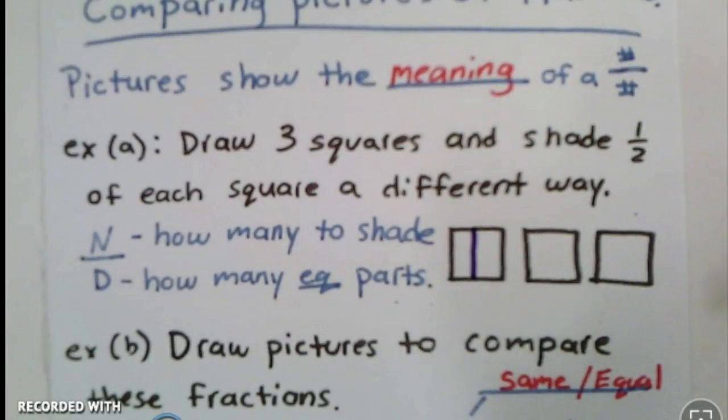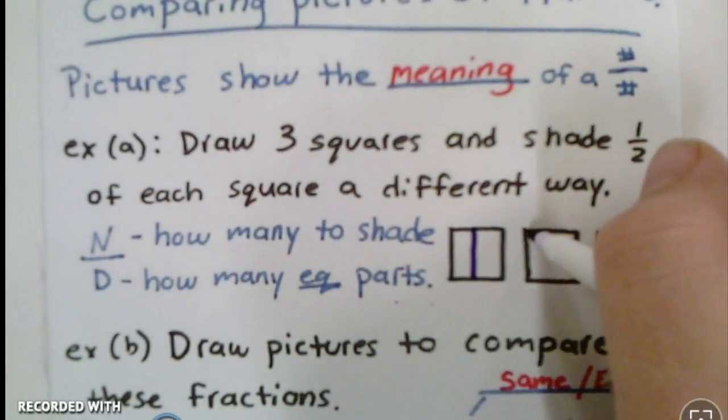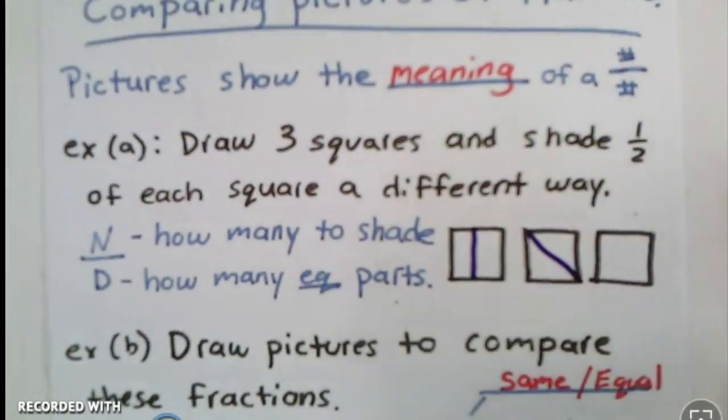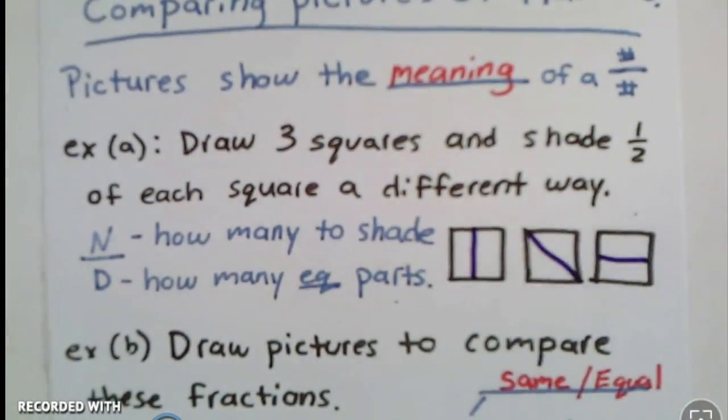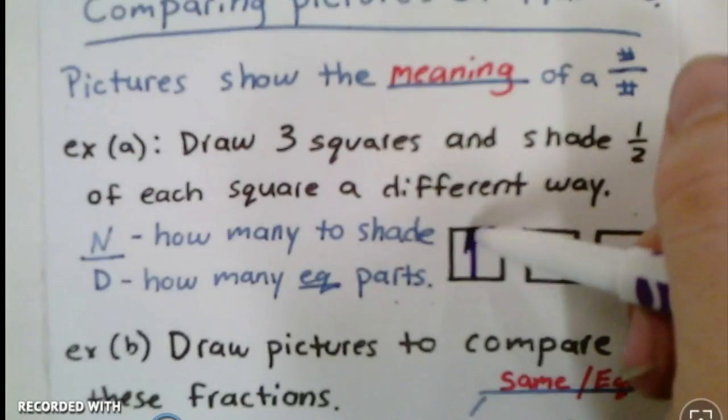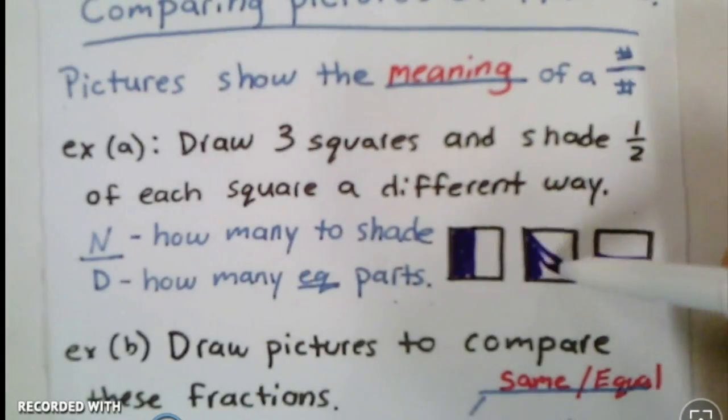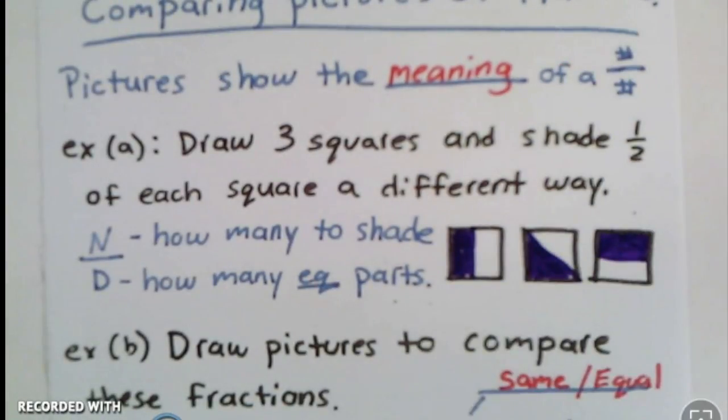And they have to be equal to show the correct fraction. So I'm going to split that one like that. I'm going to split this one like that, and I'm going to split this one like that. Now my numerator tells me how many of those parts to shade. So for 1/2, my numerator is a 1, which means that I need to shade one of these 2 parts in. There we go. So this is 3 different ways to show 1/2.